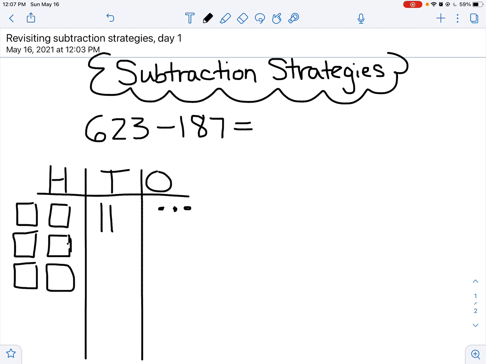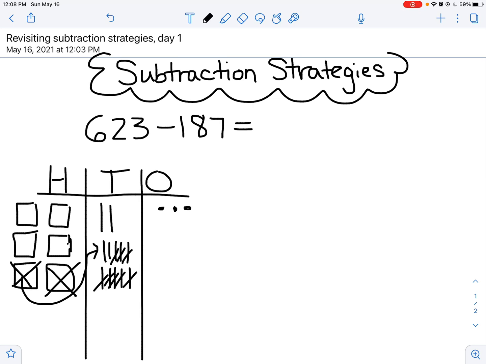So I can subtract the 100, right? So I'll cross off 100, easy peasy. I'm able to subtract 100. Now I have to subtract 80, but I don't have enough tens. So I'm going to take from 100. I'm going to show that I get 10 tens for it. 1, 2, 3, 4, 5, 6, 7, 8, 9, 10. Now I can take away 8 tens. 1, 2, 3, 4, 5, 6, 7, 8. See how this gets a little wonky and messy? Not the most efficient strategy, but it works.